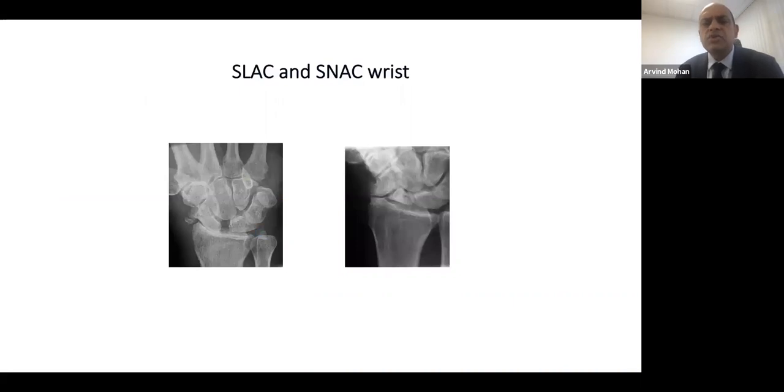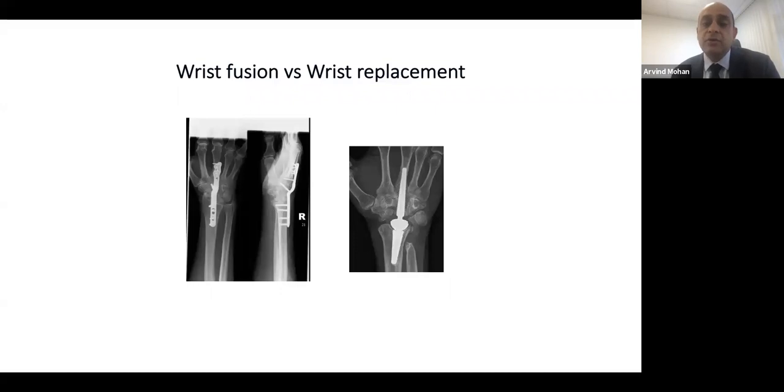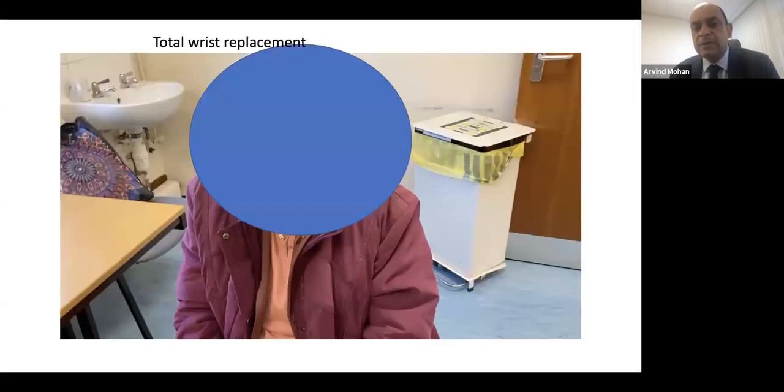This is just to give you an idea as to how scaphoid arthritis of the wrist can present. On the left, you can see is a SLAC wrist. On the right is a SNAC wrist, which is a scaphoid non-union advanced collapse. But nonetheless, both of them can produce arthritis of the wrist. And if the patients do end up in that situation, then they'll either need a fusion or a replacement of the wrist. Wrist replacement, again, is a very specific procedure only to be done under research settings.